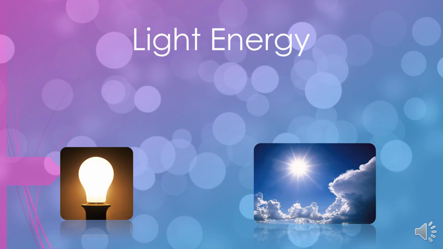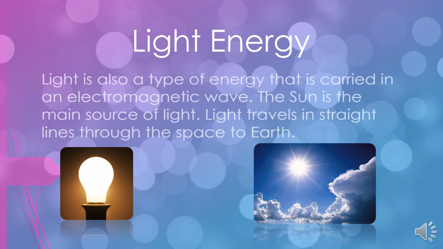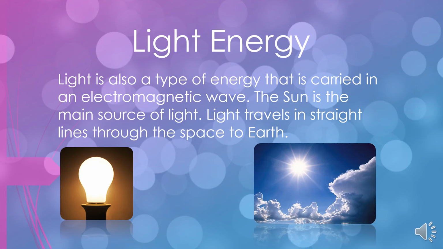So now we have light energy. Light is also a type of energy that is carried in an electromagnetic wave. The sun is the main source of light. Light travels in straight lines through space to Earth. You can see a beam of light because tiny particles of mist are reflecting some of the light into your eyes, as in the second picture.